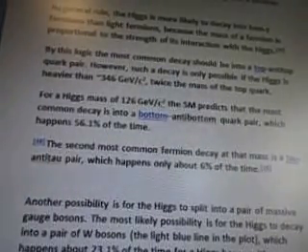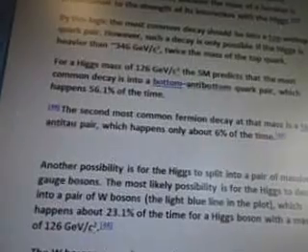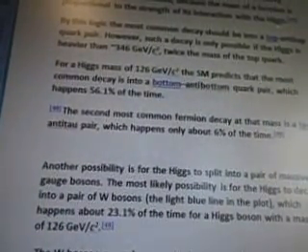However, such a decay is only possible if the Higgs is heavier than 346 GeV/c², twice the mass of the top quark. For a Higgs mass of 126 GeV/c², the SM predicts that the most common decay is into a bottom-anti-bottom quark pair, which happens 56.1% of the time. The second most common fermion decay at that mass is a tau anti-tau pair, which happens only about 6% of the time.